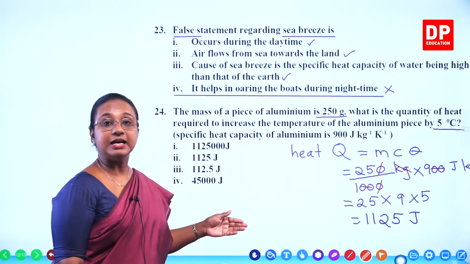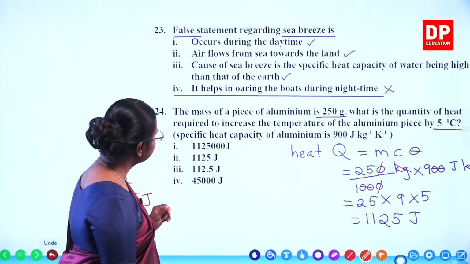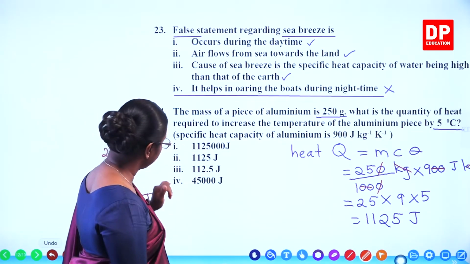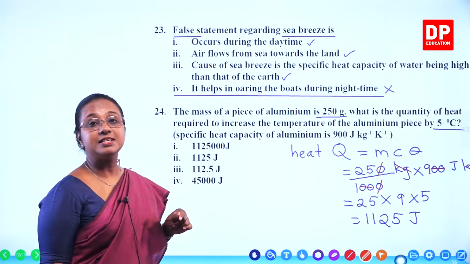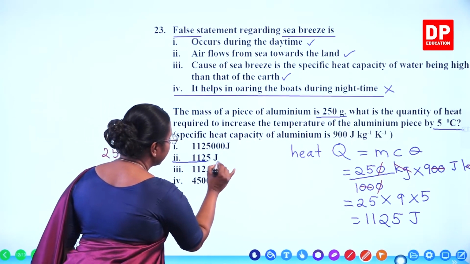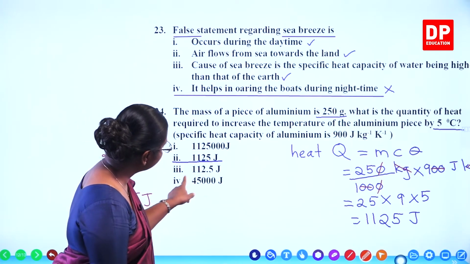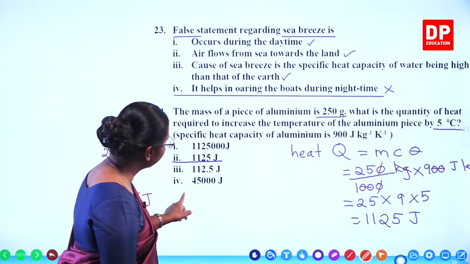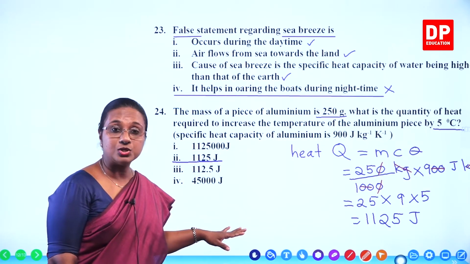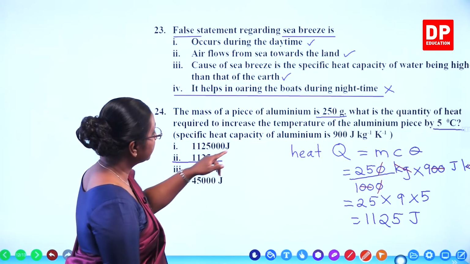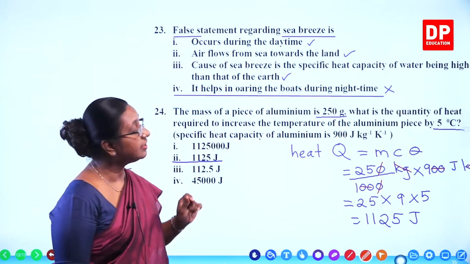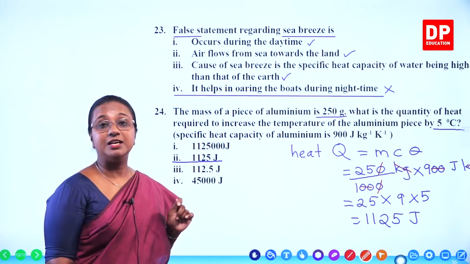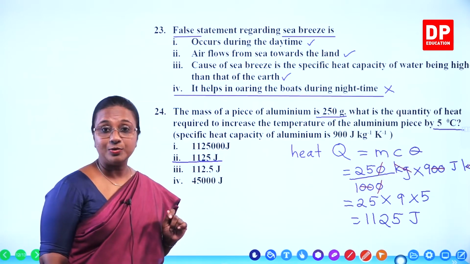So the answers are given to us. You all can see the first answer is given as 1,125,000. That is not correct. Then we have the second answer, 1125 joules. That is the correct answer. Then the next one is 112.5 joules. That is also not correct. And the last one is 45,000 joules. That is also not correct. So the answer for the amount of heat needed to increase the temperature of 250 grams of aluminium by 5 degrees Celsius is 1125 joules.